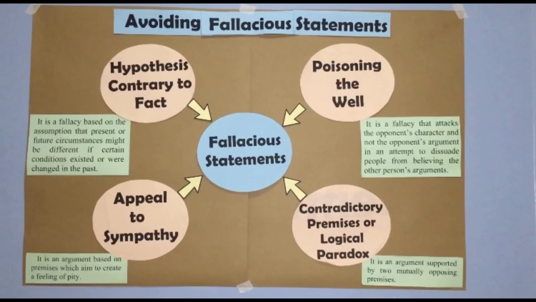So we have here a graphic instructional material. This is an example of a radial diagram wherein we have the core element at the center. We have the fallacious statements. Its sub-elements are hypothesis, contrary to fact, poisoning the well, appeal to sympathy, and contradictory premises or logical paradox. This is the easiest and simplest way of presenting the lesson to the students. Though it is simple, the impact is big because through this, the students can easily understand what fallacious statements are.